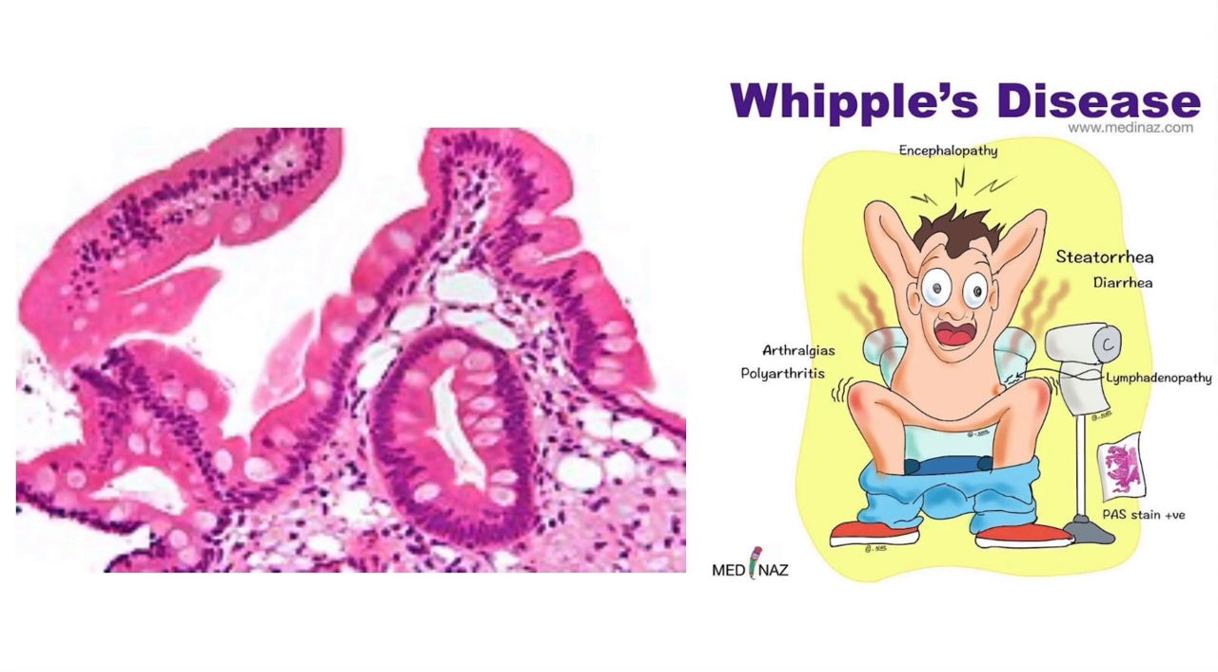Here is a picture of foamy macrophages seen in Whipple's disease. These foamy macrophages are PAS stain positive. And here are the symptoms of Whipple's disease. You can see CAN symptoms, which include encephalopathy, meaning neurological symptoms, dementia, arthralgia, migrating polyarthritis, steatorrhea, diarrhea, and lymphadenopathy. These are the symptoms which can be seen in Whipple's disease.